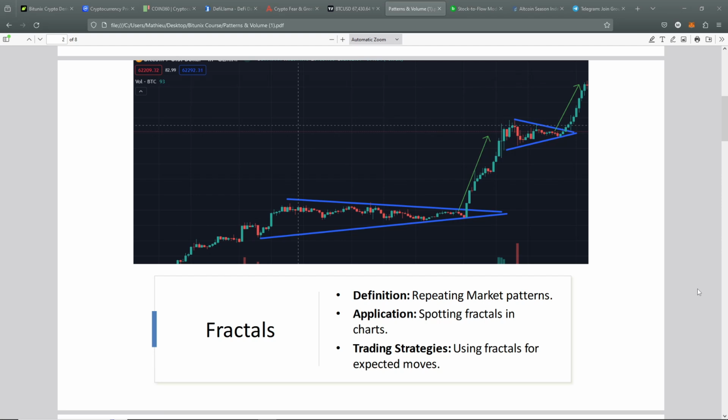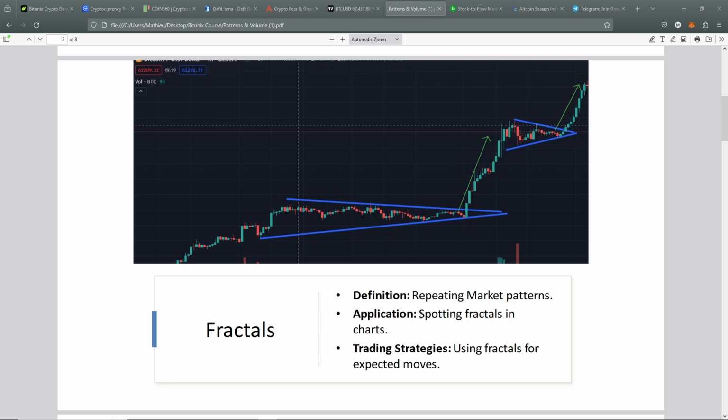Hello everyone. Today I want to talk to you about hidden patterns that can be spotted in the market and that tend to repeat themselves. These are known as fractals. Now, the definition of fractals in crypto trading is repeating market patterns. This will typically be through triangle patterns or U-shaped, V-shaped patterns. We're going to see some different examples.